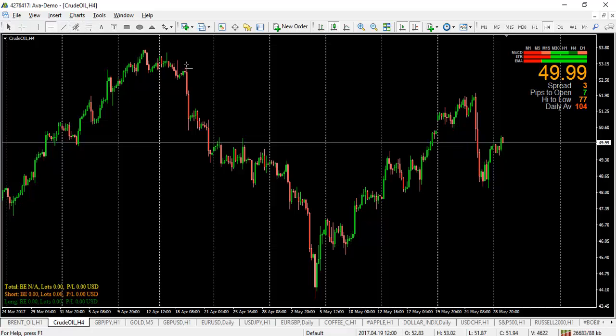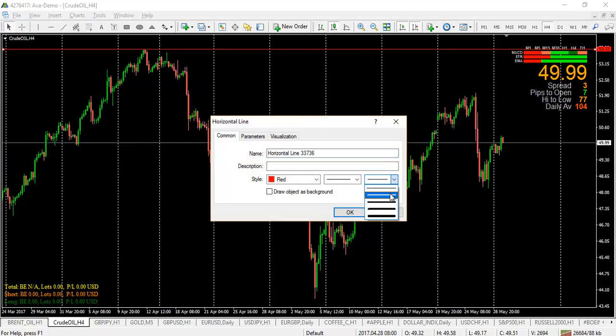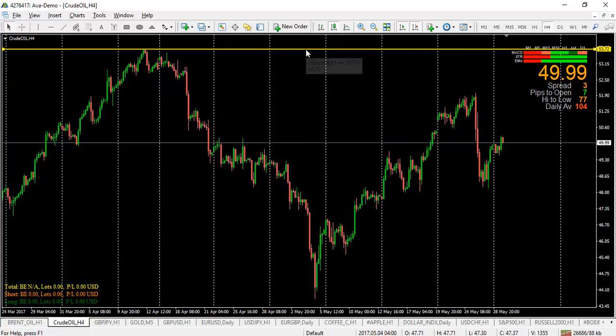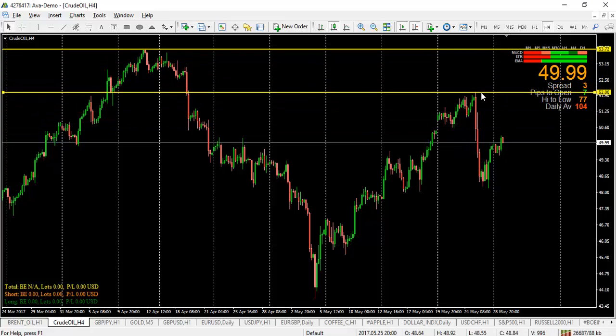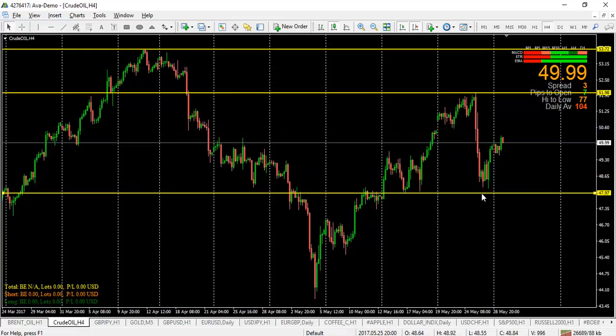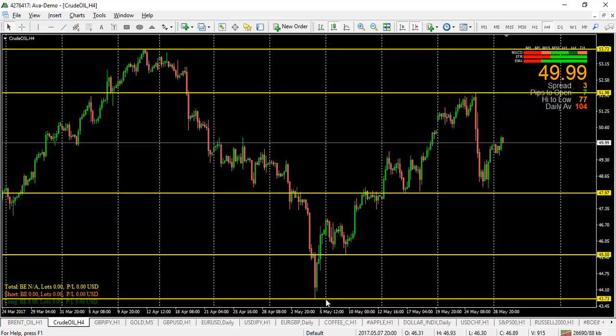The same is valid for support and resistance. We have a horizontal line here to mark our resistance, so I can double click on it, right click, go to horizontal line properties, increase the thickness a bit, change from red to yellow, and hit OK. Now if I hold the control key and double click, I can duplicate it and mark another resistance, which is here. Now I want to know my supports as well. Here's my support, here's another support, and here's another support. So now we know our levels. These are basic things we need to know.